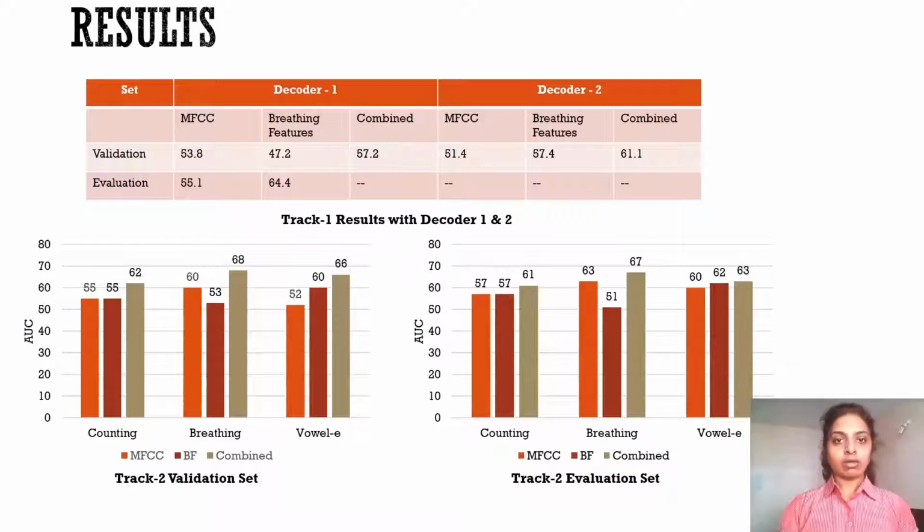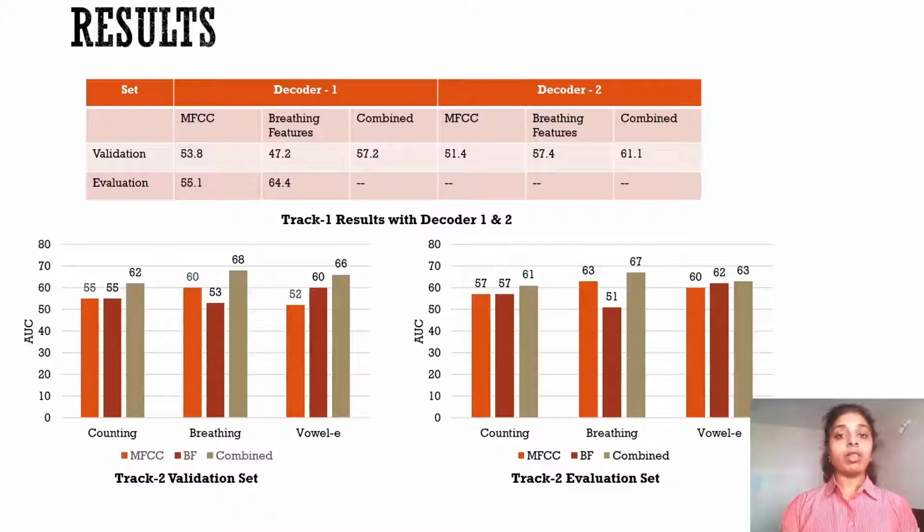Results are as presented here for Track 1. The evaluation set results were submitted using MFCC and breathing features with Decoder 1. Breathing features give more than 9% improvement in AUC in the detection of COVID-19. On the validation set, breathing features alone with Decoder 2 have given 57.4% AUC. An improvement of around 4% is observed when both MFCCs and breathing features are used together.